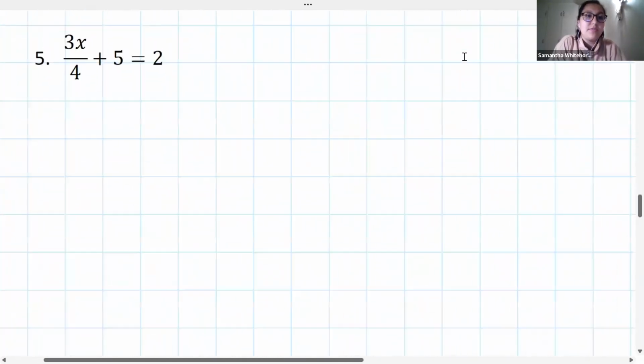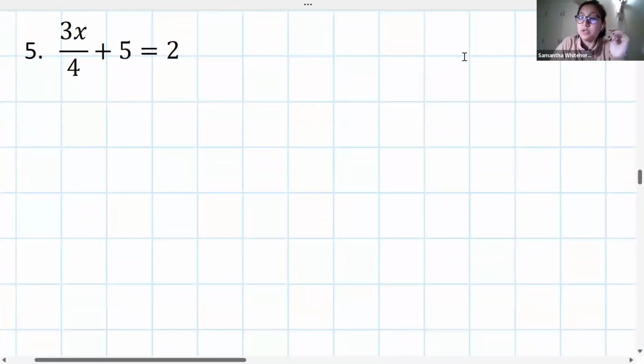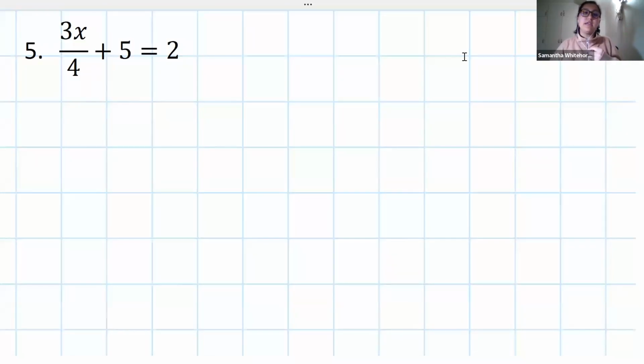So example 5 deals with a fraction. Again, I want you to try it by yourself. Answers in the chat. Let's see what we come up with. 3x divided by 4 plus 5 is equal to 2. So give this one a try. Answers in the chat.